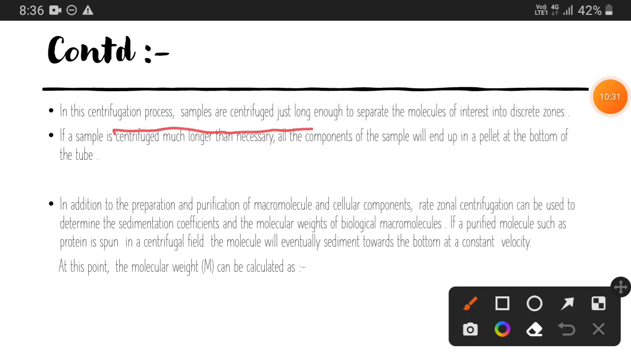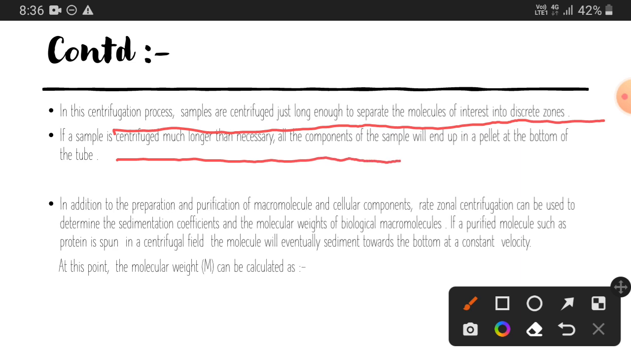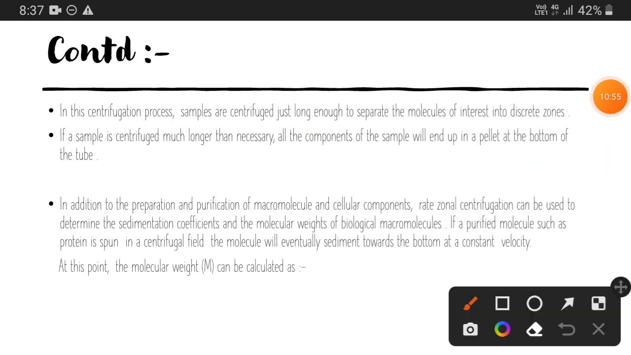Here I have discussed that samples are centrifuged just long enough to separate the molecules of interest into discrete zones. If a sample is centrifuged much longer than necessary, all the components of the sample will end up in the pellet at the bottom, which is not needed in that case, right? Now the question is, what is the function of rate zonal centrifugation? Rate zonal centrifugation is used for purification and preparation of macromolecules. Not only that, it will give you the molecular weight as well as the sedimentation coefficient of the molecule.